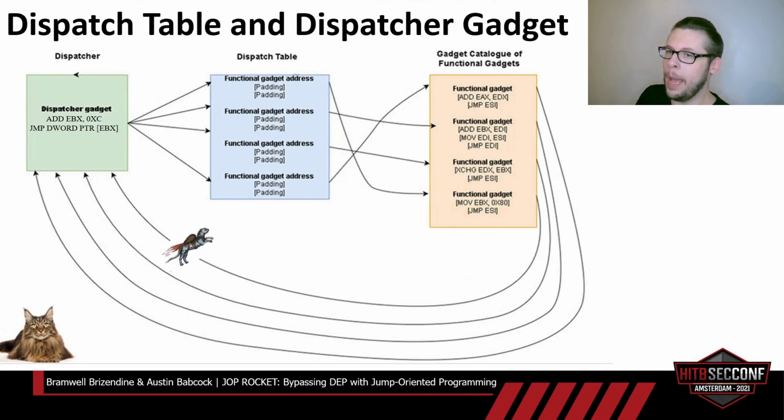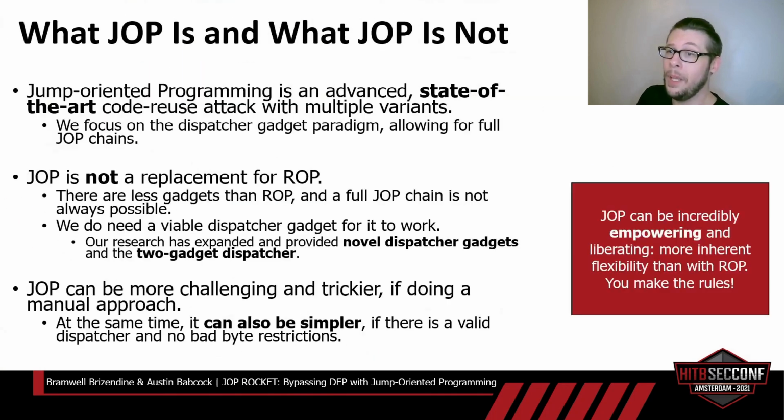And then we jump back to the dispatcher, dereference the next, go to the next functional gadget, and then back to the dispatcher. And this continues for however many gadgets there are, and it works quite well. So jump-oriented programming is a state-of-the-art advanced code reuse attack.